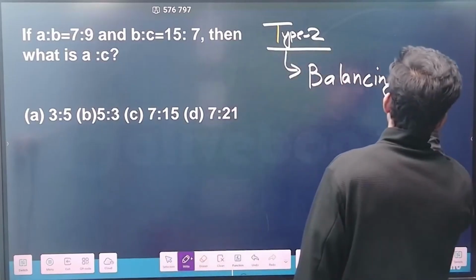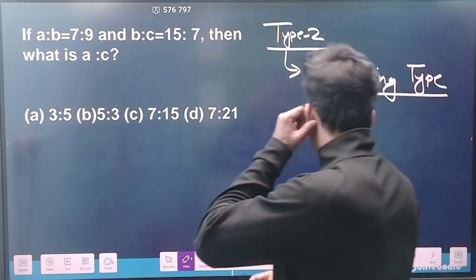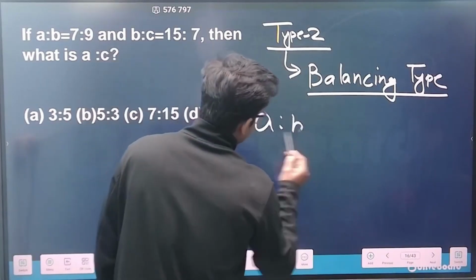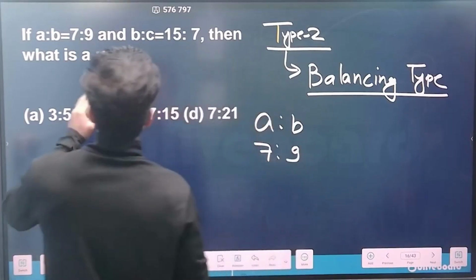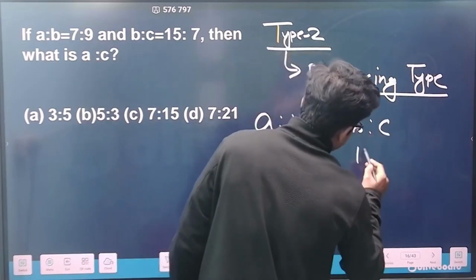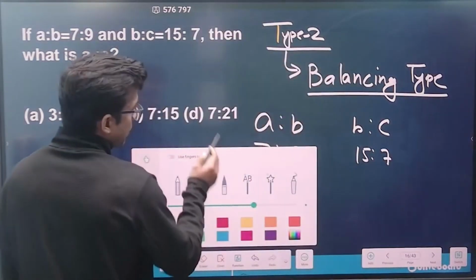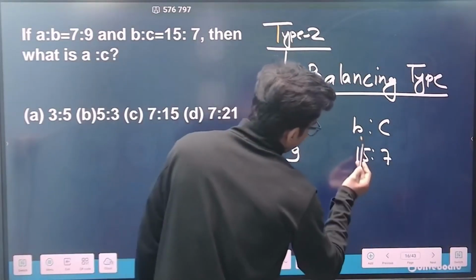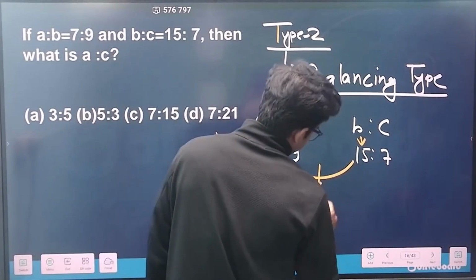You need to balance everything. Why are we calling it balancing? Let me show you. We have the ratio A is to B, which is 7 is to 9, so I'll write 7 is to 9. Now here we have the ratio B is to C, which is 15 is to 7. But you can see, common sense should be applied, that here the value of B is 9 and here the value of B is 15. So that is why we need to balance these two things.